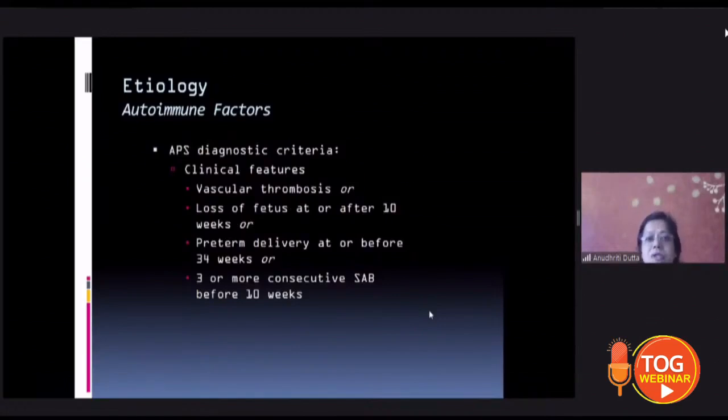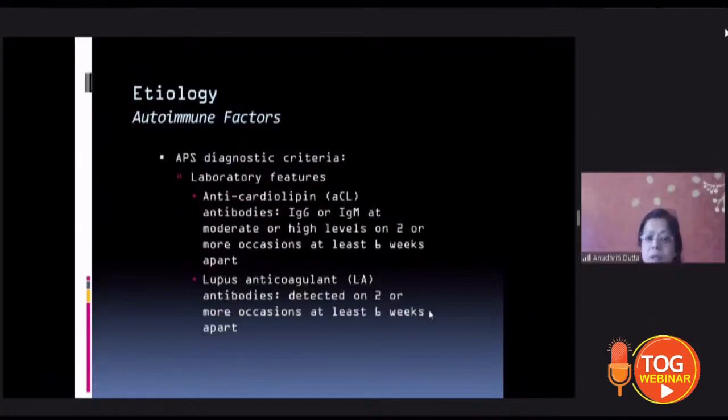In the clinical features, a history of vascular thrombosis, a loss of fetus at or after 10 weeks of gestation, or preterm delivery at or before 34 weeks of gestation, or three or more consecutive abortions before 10 weeks of gestation. For the laboratory features, we need anti-cardiolipin antibody positive, IgG, IgM at moderate or high level, on two or more occasions 6 weeks apart, and the lupus anticoagulant antibodies, which have been detected on two or more occasions 6 weeks apart.